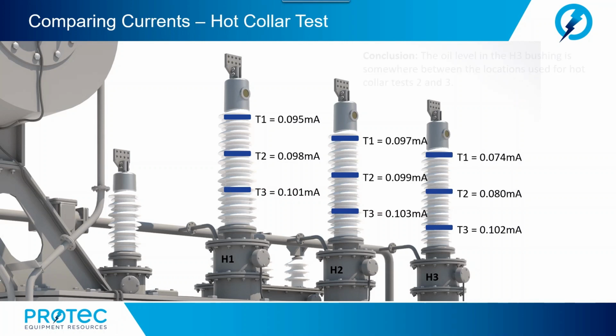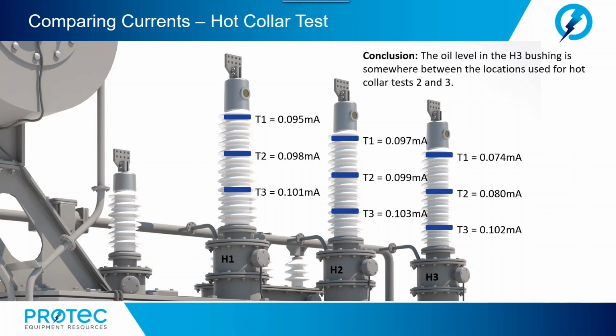All right, and the conclusion that we can draw is the oil level in the H3 bushing is probably somewhere between the locations used for hot collar test number 2 and hot collar test number 3. Again, toward the top of the bushing, the oil probably is being replaced by air, and hence that's why we're seeing a drop in the capacitance resulting in a drop of the total current due to a drop in the capacitive charging current.